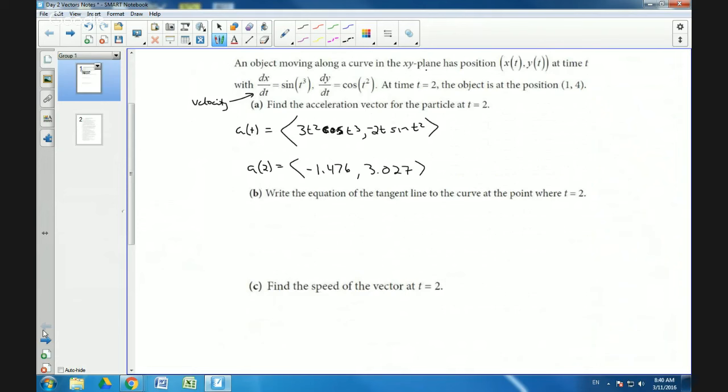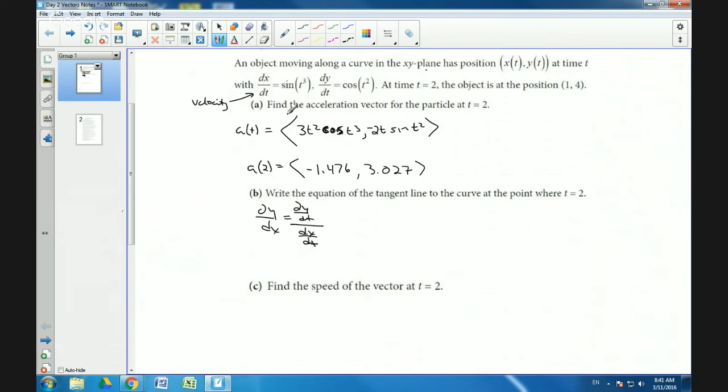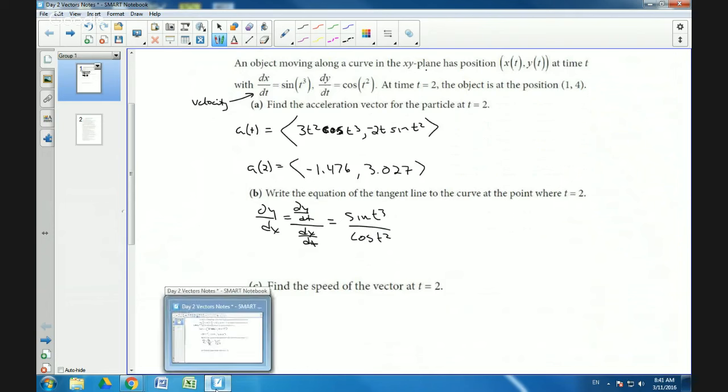Part B. Write the equation of the tangent line to the curve at t equals 2. This is where you have to remember your parametric. Remember, dy/dx is dy/dt over dx/dt, which we're already given, thankfully. And then evaluate it at 2. That gives us our slope.